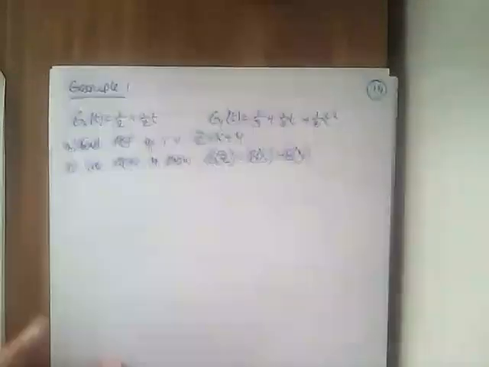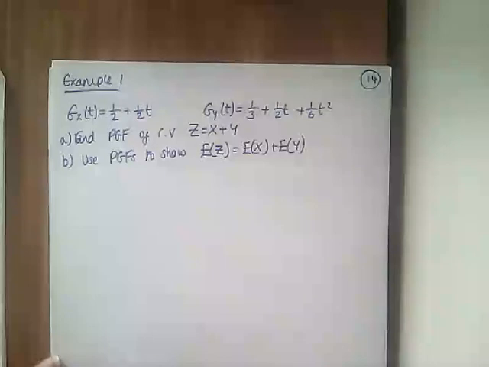We're going to do some examples of it now. So our first example is here. We've got G_X(t) is a half plus a half t, and oh, is that the same as the ones we've just done? No, it's not. It just looks similar.